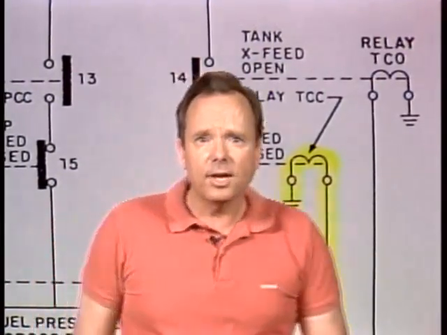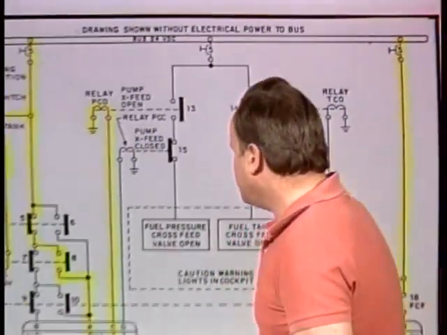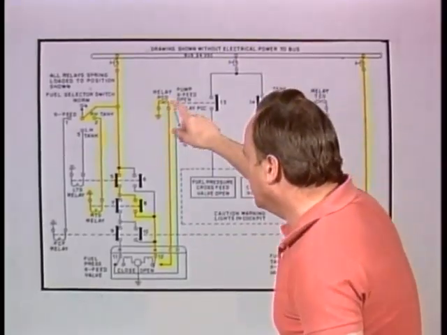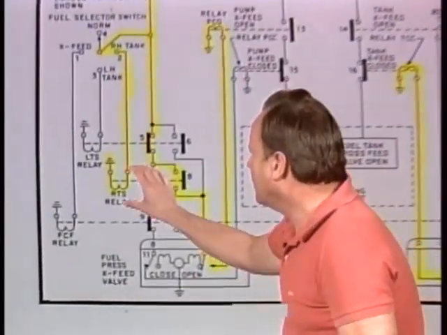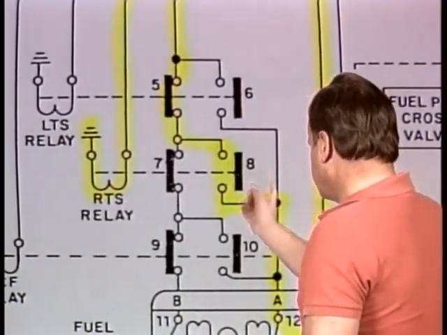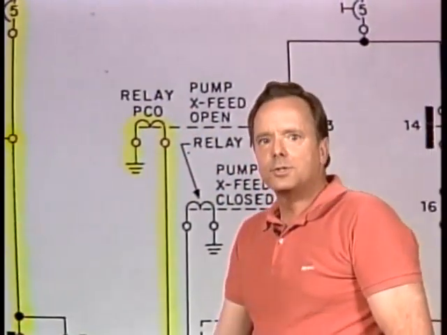So now the question is, what relays are energized when you switch to the right-hand tank? Well, we said TCC is energized. Let's take a look at what else is energized. If you take a quick look at it, let's zoom in a little tighter and make sure we're looking at RTS. RTS becomes energized. And then also PCO becomes energized. PCO was way back up here, and PCO becomes energized. So you see, if you switch to the right-hand tank, the relays RTS, PCO, and TCC become energized, and they have operated.